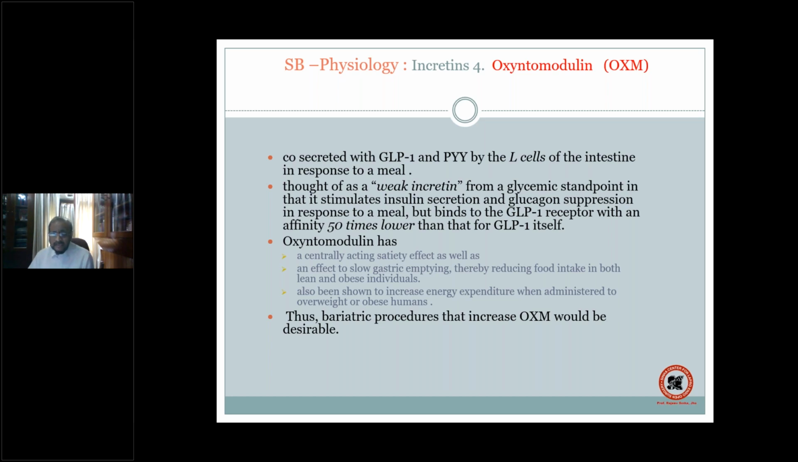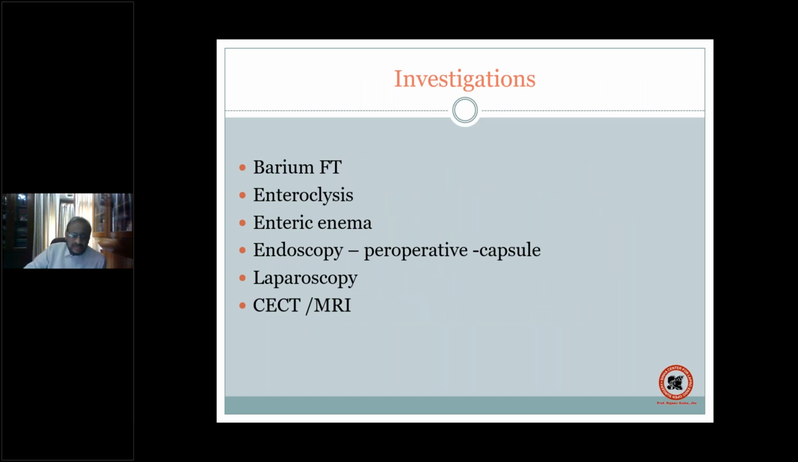That is why all these four are very important, number one, for understanding the pathophysiology of diabetes, and number two, for understanding the beneficial effects in carrying out bariatric surgery and which procedures to carry out. This is just an overview of the investigations. We will not go into the details of the investigation at this point. We'll talk about these investigations when we talk about the specific disease process.